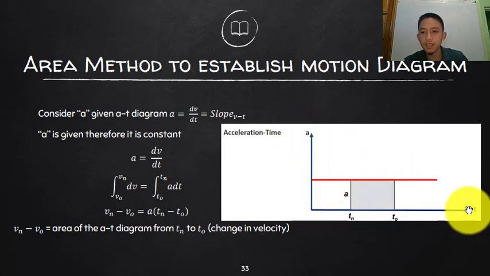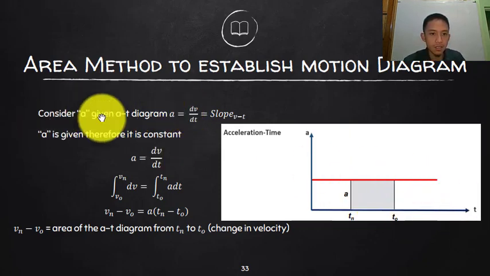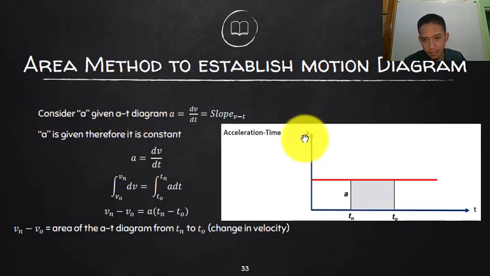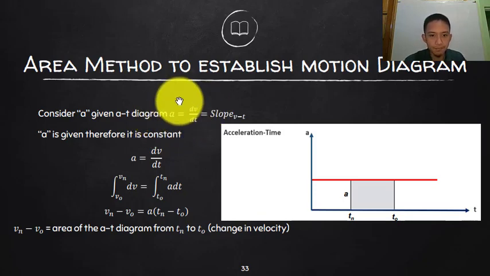You have this acceleration versus time. How will I draw the motion curve of my velocity versus time? Okay, let's try to consider here. Consider the given AT diagram. Okay, the acceleration, the AT diagram is given. And do not forget that your a is equal to dv over dt. Okay, isn't it? That acceleration is the derivative of velocity with respect to time.